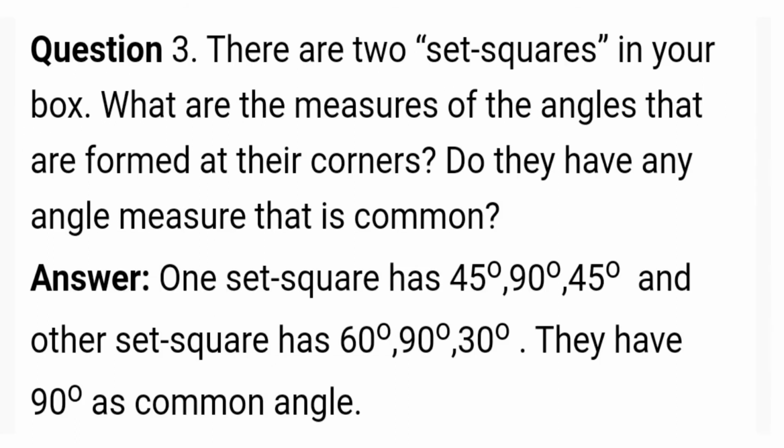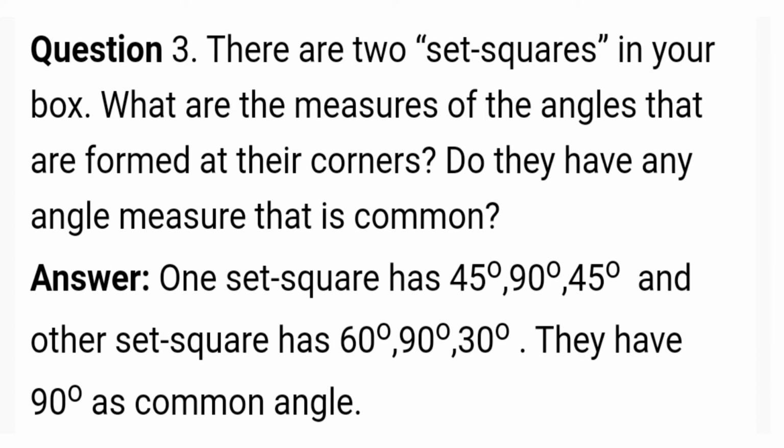Now let us try to solve this question 3. Well, this is one of the basic questions. Well, it says there are two set squares in your box, that is our compass box. What are the measures of the angles that are formed at their corners? Do they have any angle measure that is common?